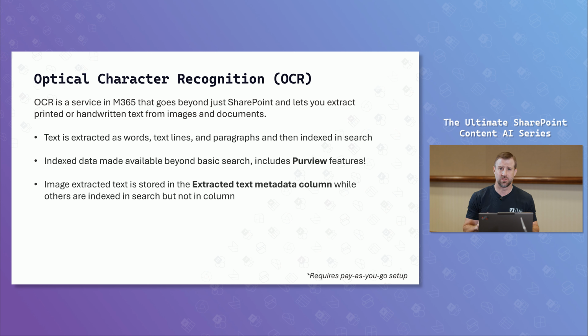What happens when this is set up is there's actually going to be a new metadata column added to the areas in the site that you have that have OCR enabled. And there's actually a column called the extracted text column. So you can actually visually see what is happening as part of OCR. Now, other files that you might see actually don't use that column, but they are still indexed as part of the Purview functionality.